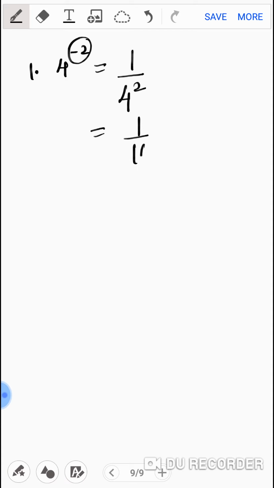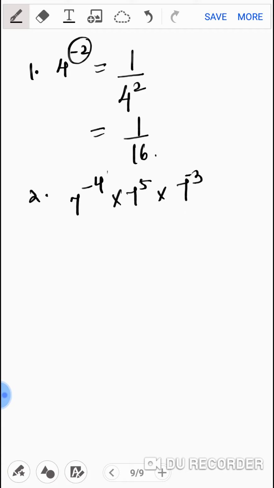Okay. Suppose for example I have 4 raised to minus 2. To make this positive, I will write 1 upon 4 raised to 2. Clear? Now you have to solve. 1 upon 4 into 4, that is 16. So you have to solve and give me. Don't keep your answer in exponent. Getting my point?